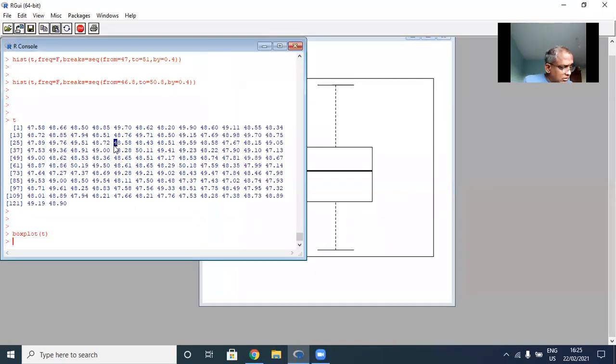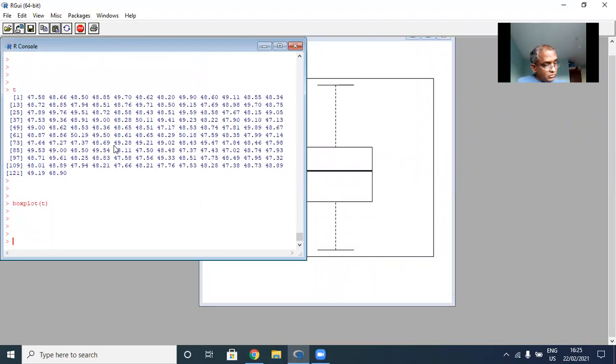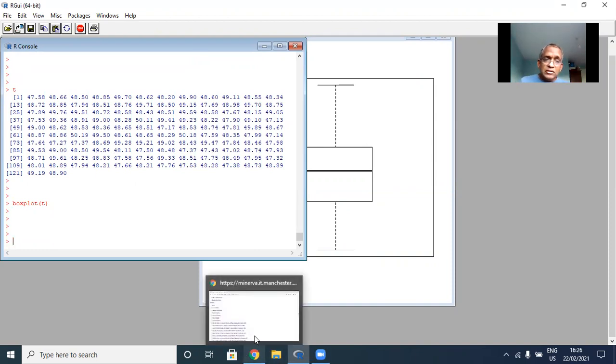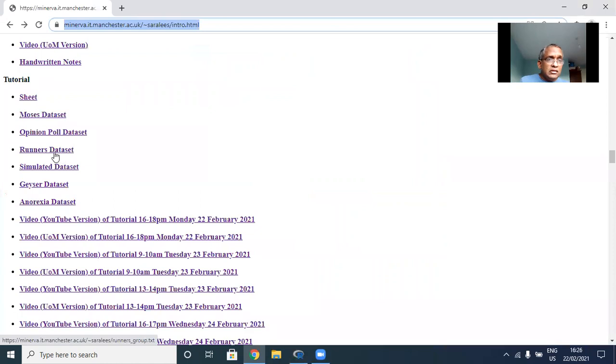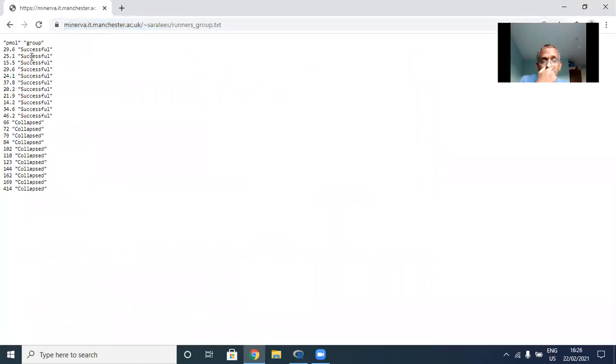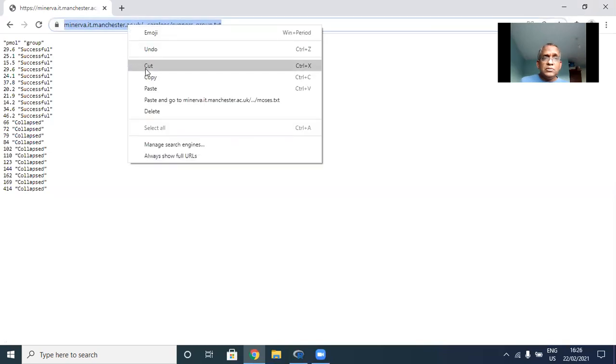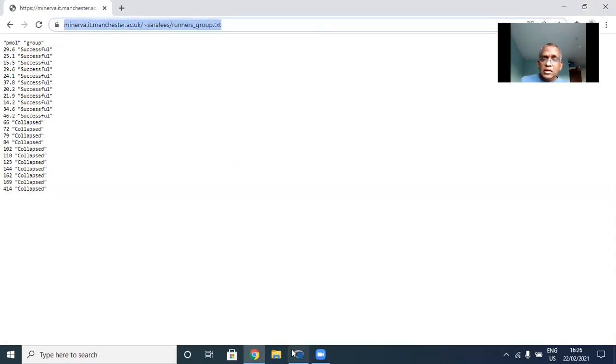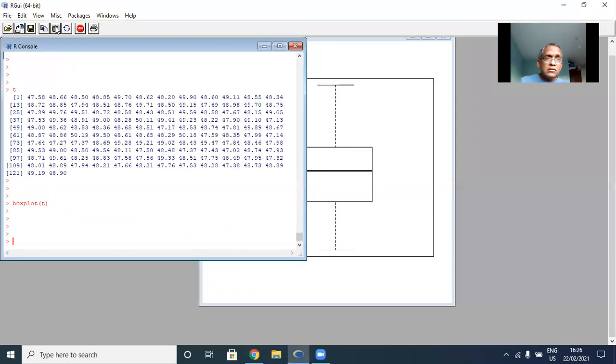Okay, so that's the next thing I'm going to do, which is to go back to the course website and read the runners data set. This is a data set containing the concentration of a chemical and whether the runner was successful or not successful, meaning collapsed. So let me copy the URL and go to the course website.